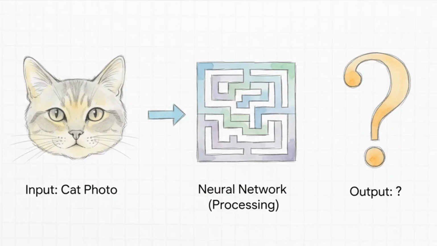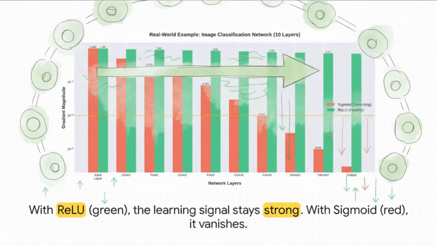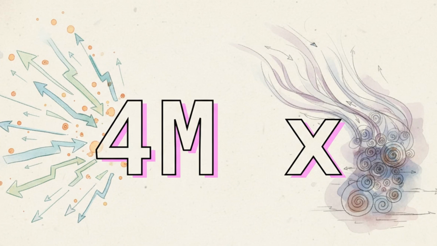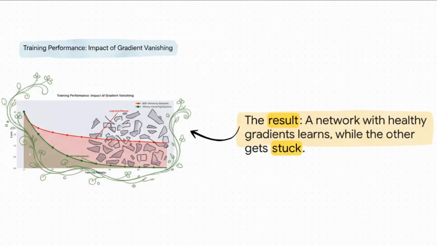Okay, that's the theory. But what does this actually mean in practice? Well, the results are pretty dramatic. Just check out this chart. Sigmoid in red is basically gone, but ReLU in green keeps that signal strong. How much stronger? We're talking over 4 million times stronger. That is just insane. And that's what it all comes down to. One network actually learns while the other just gets completely stuck.